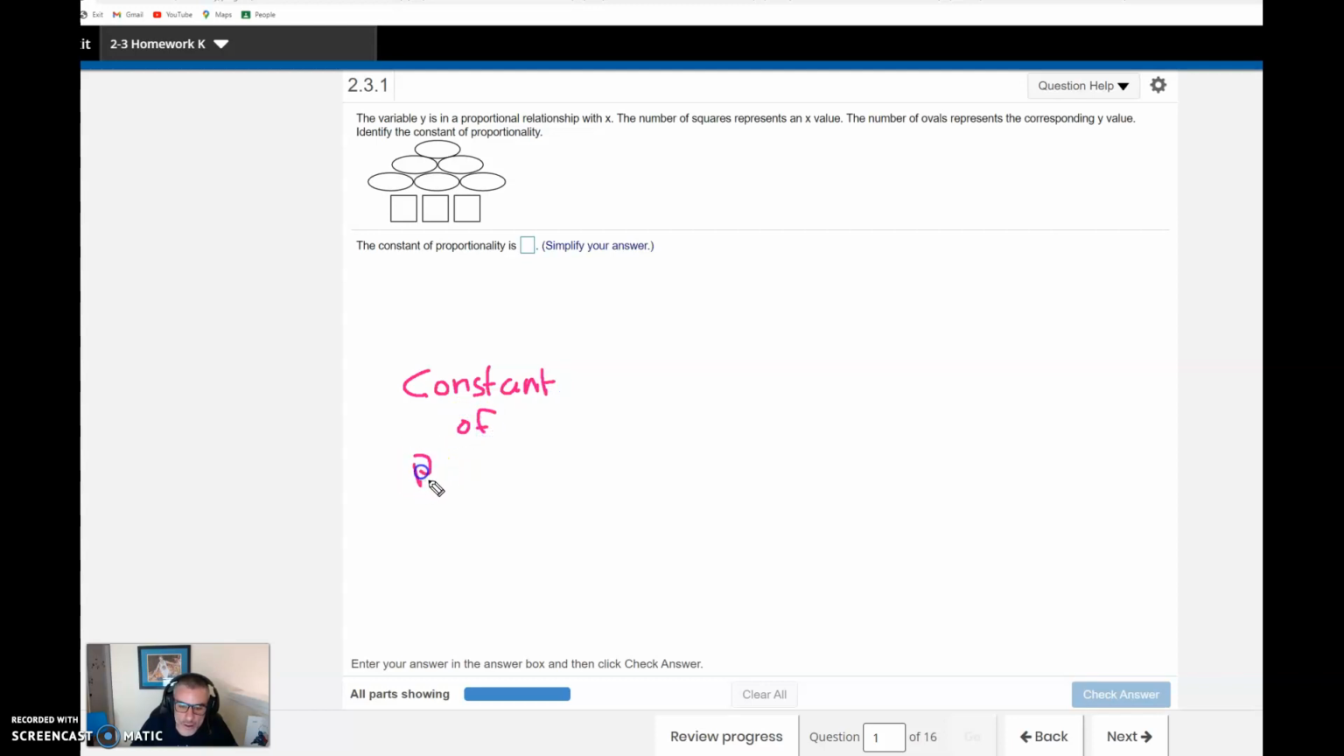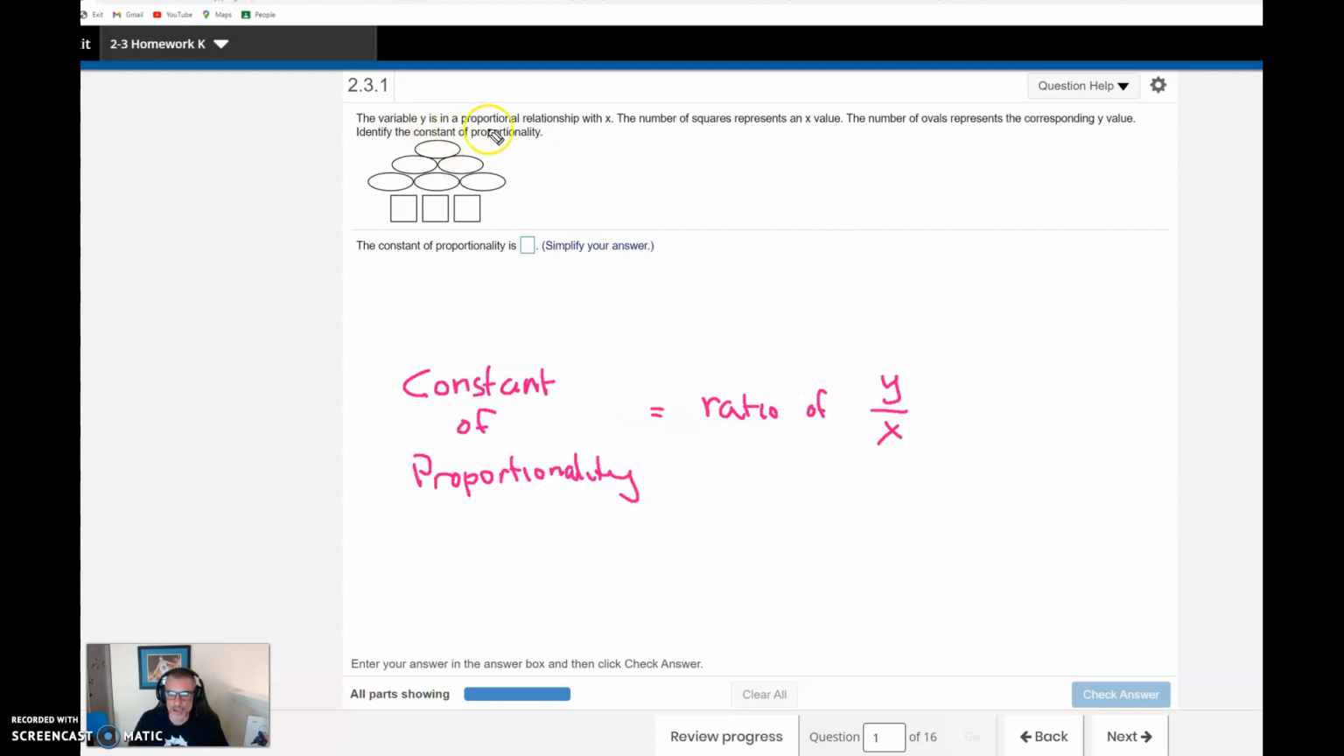And to find the constant of proportionality, you always do it the same way. The constant of proportionality is equal to the ratio of y over x, if we're thinking about it from a purely mathematical point of view. So if they give you a graph, if they give you a table, we always want to do y over x, and then simplify if necessary. So let's look at number 1 here.